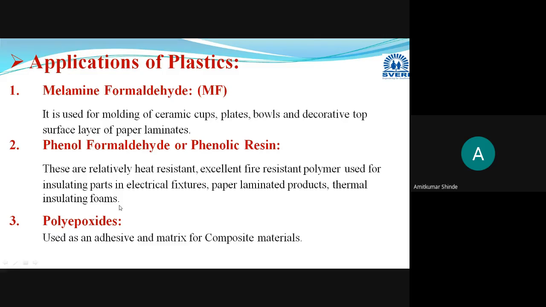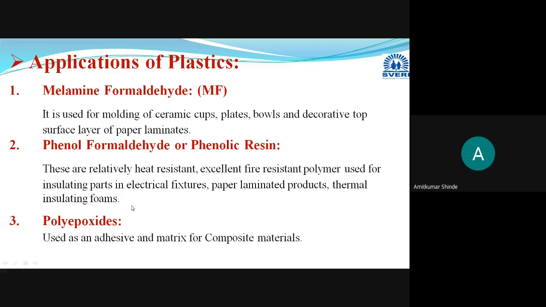Now, these phenol formaldehydes or phenolic resins have certain applications. They are used as insulating materials. Suppose you are using some electrical equipment, in that it is used as an insulating material, or it is used in thermal insulating foams. And why is it used there? Because it has a very high heat resistance and fire resistance capacity.